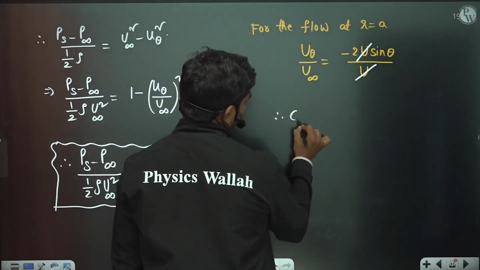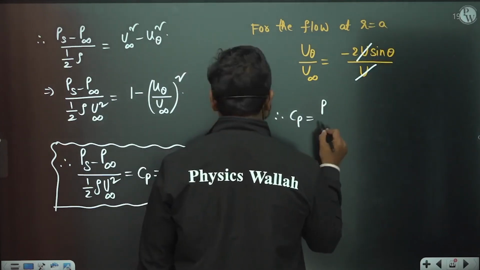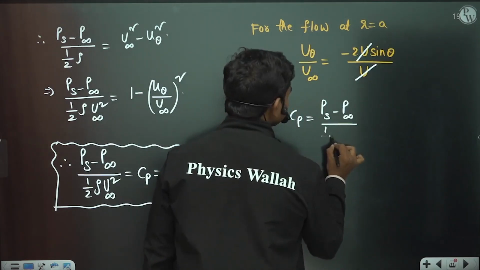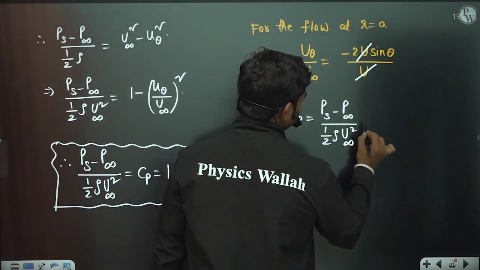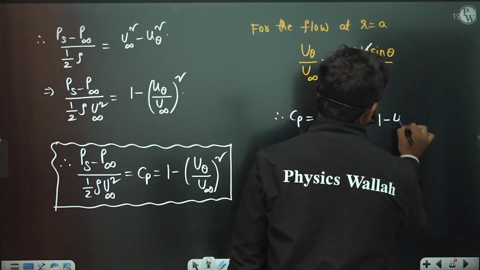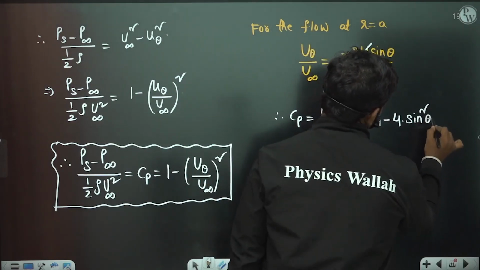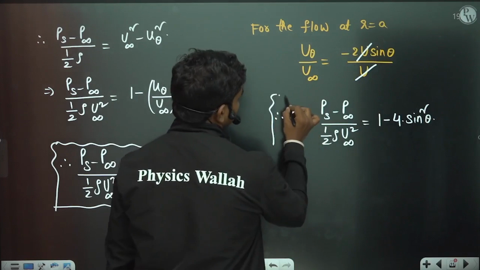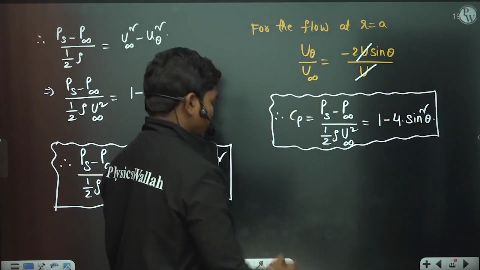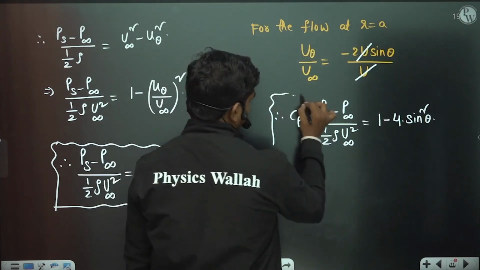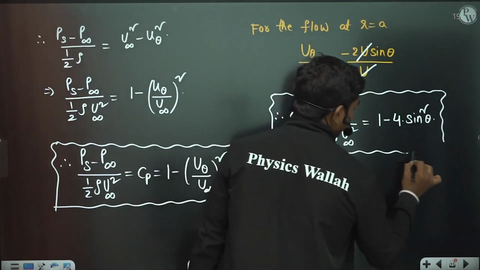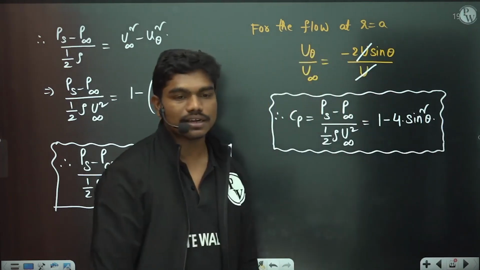Therefore, the pressure coefficient, which is p theta or generally p surface minus p infinity by half rho u infinity square, is equal to 1 minus (u theta by u infinity) whole square, which is 4 times sine square theta. Correct? So this expression, 1 minus 4 sine square theta, is the coefficient of pressure.